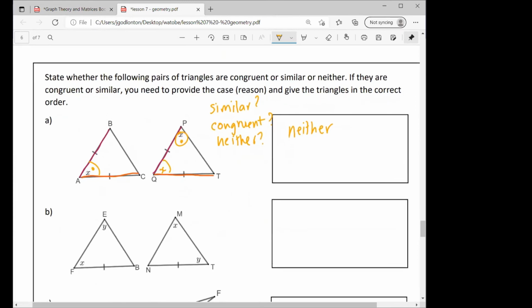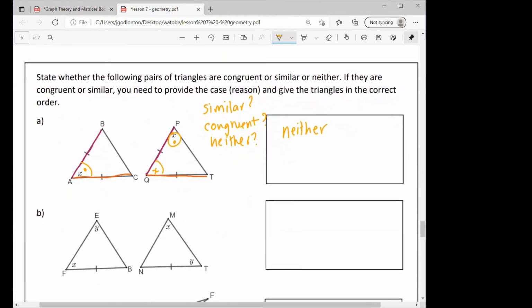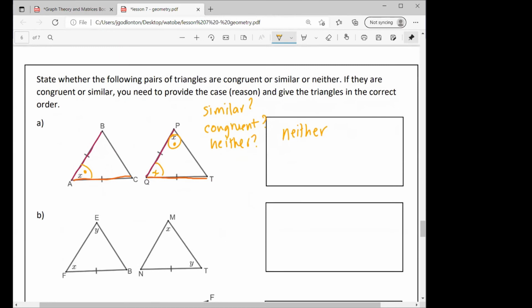Okay, I want you to look at this next question. You're going to tell me, is this similar? Is it congruent? Is it neither? If it is similar, we know it's AAA. If it's congruent, I want to know what the reason is. Similar, congruent, or neither? So if it's similar, our reason is AAA. If it's congruent, our reasons are right angle hypotenuse side, side angle side, side side side, angle angle side, or it's neither.